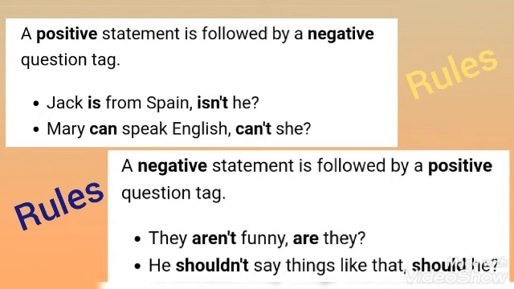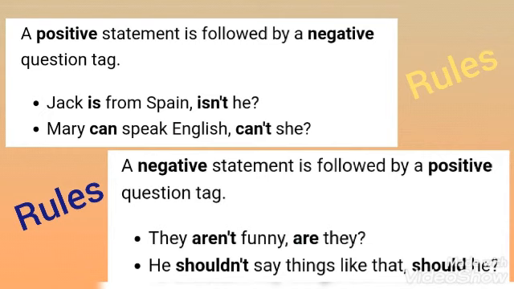The second example: Mary can speak English, can't she? Mary can speak English. It is a positive statement. So it should be followed by a negative question tag, "can't she". Cannot, she. Can't she? Okay, it is a negative question tag.